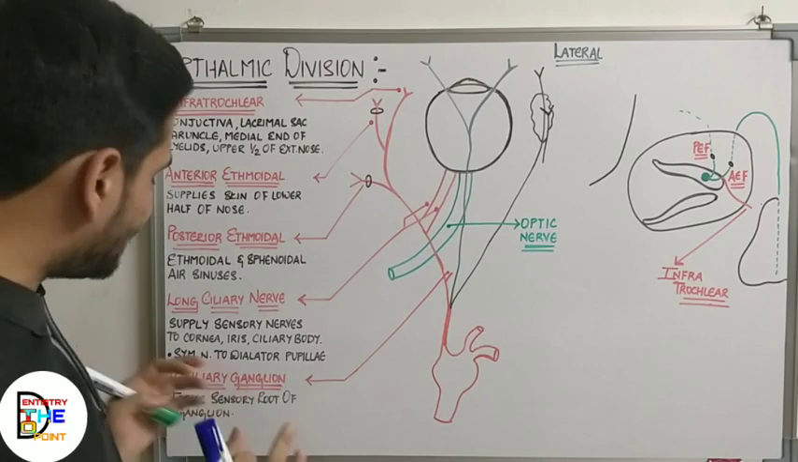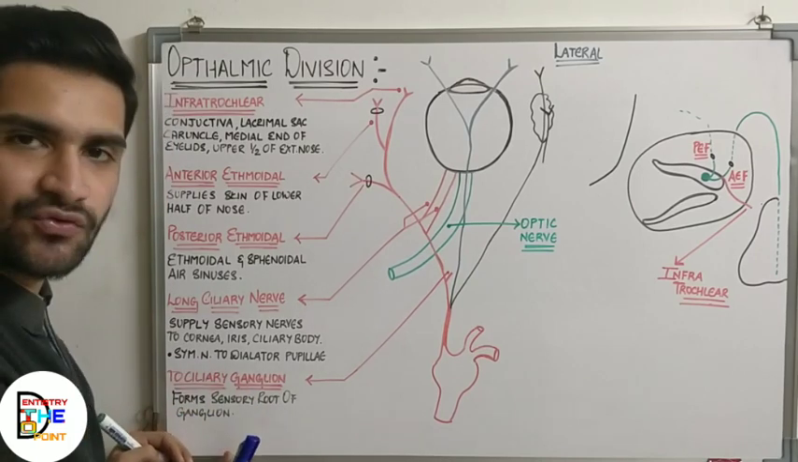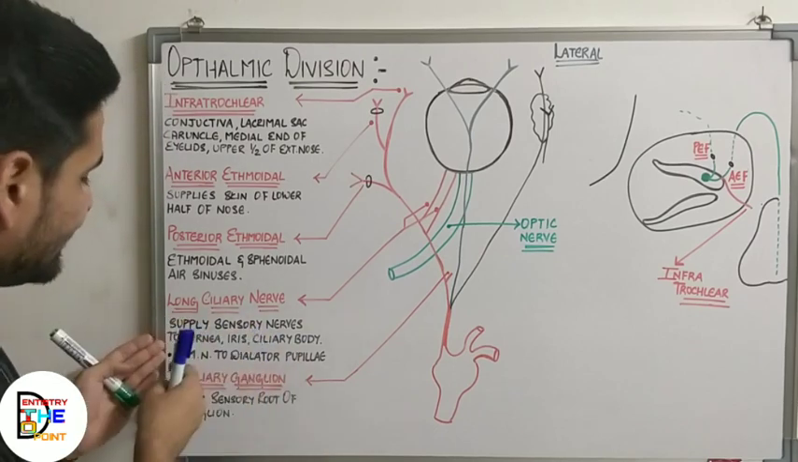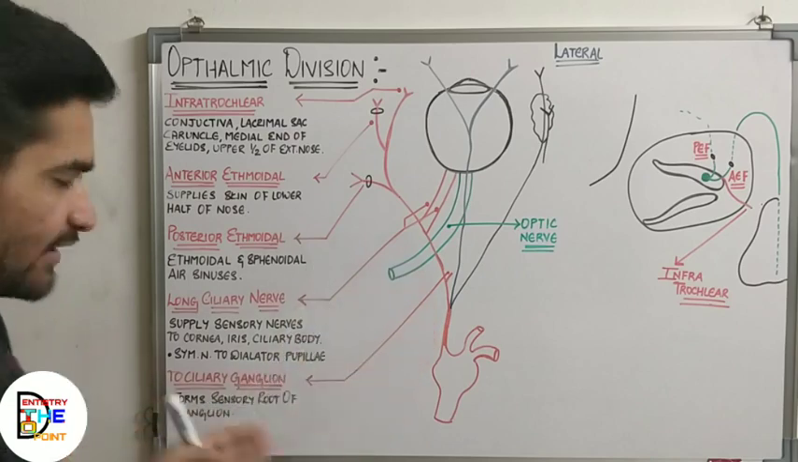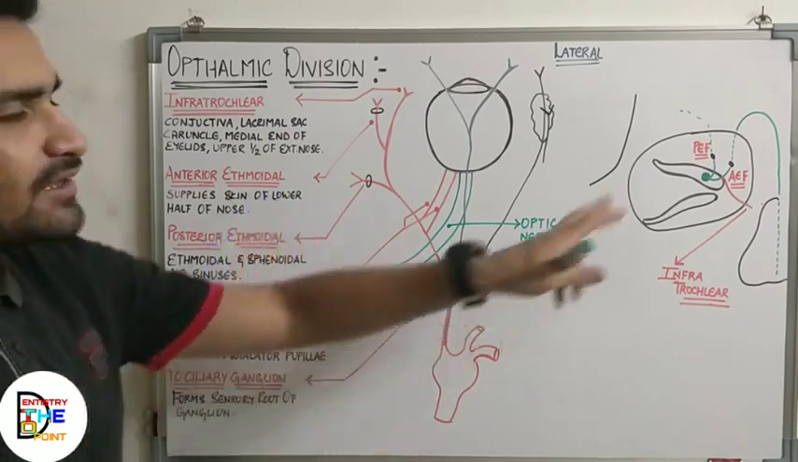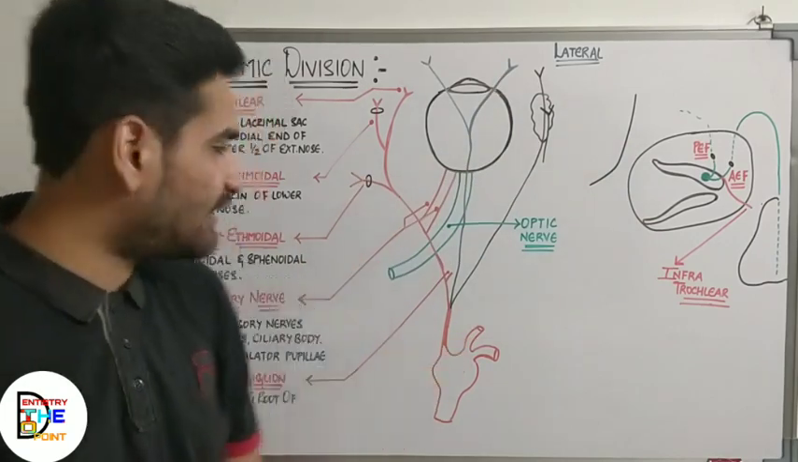Right, now these 3 are clear. The ciliary branch, which will give the sensory root for the ciliary ganglion. The long ciliary nerve, which will give sensory nerves to cornea, iris, ciliary body and also sympathetic nerve to dilator pupillae. Posterior ethmoidal is going to supply 2 major sinuses, that is sphenoidal and ethmoidal air sinuses.